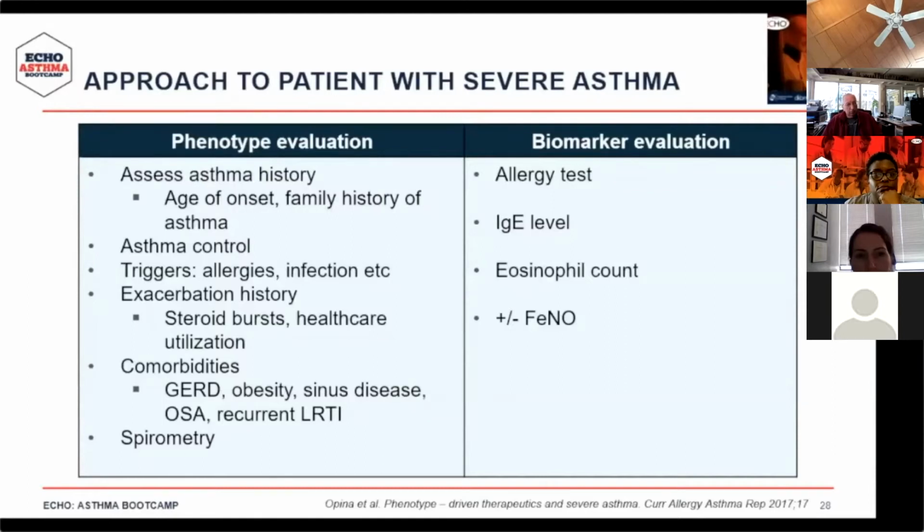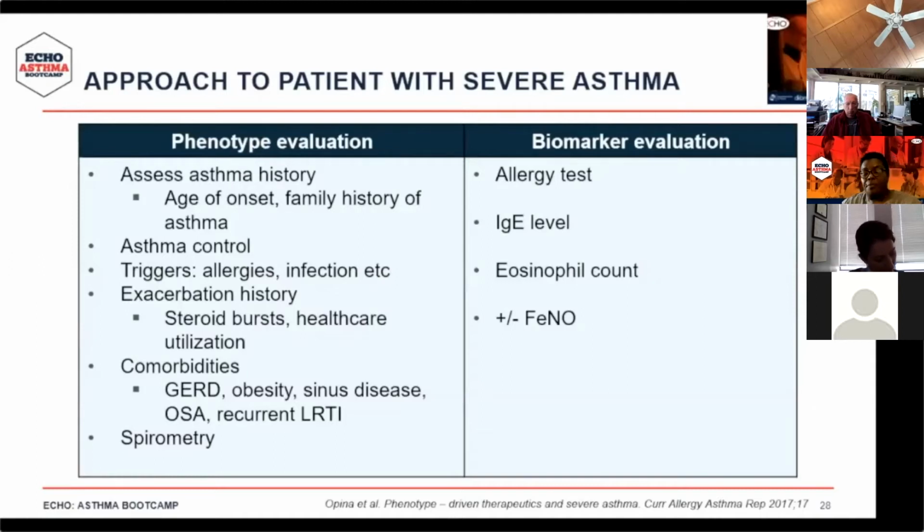What is their exacerbation history? How many steroid bursts have they gotten in the last year? How often have they gone to the emergency room? Have they ever had an intensive care unit admission? And then understanding what their comorbidities are around reflux disease, obesity, sinus disease, sleep apnea, recurrent respiratory tract infections, and then associating all this information with the spirometry. Do they have normal lung function, or do they have obstruction on their pulmonary function test? Do they have fixed obstruction on their pulmonary function test?